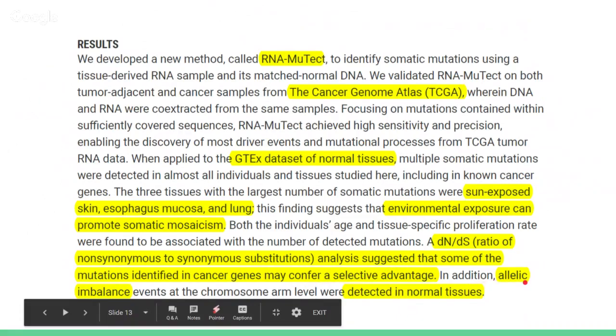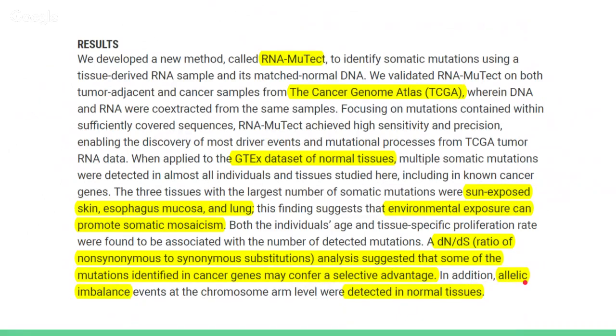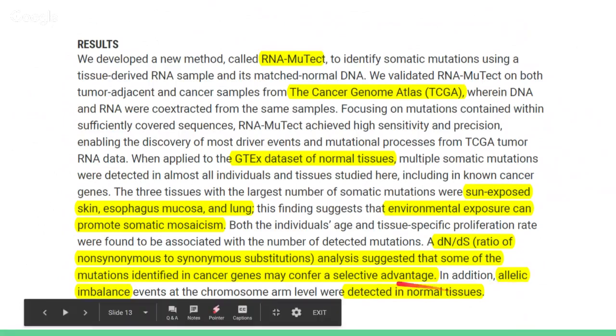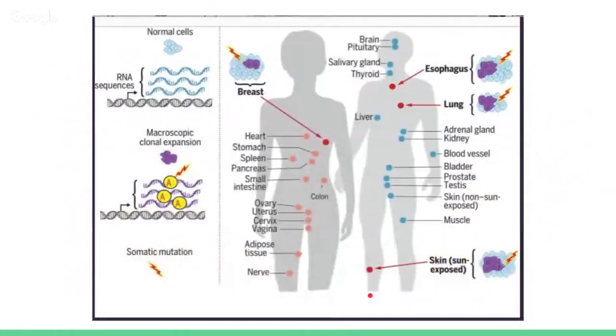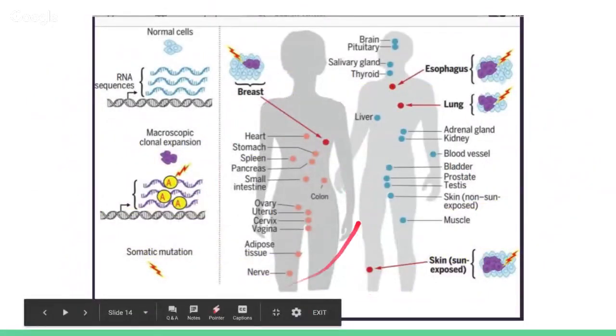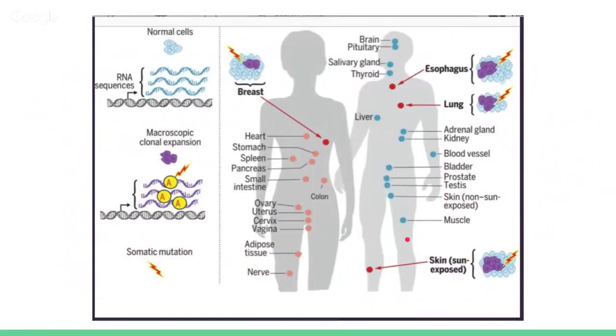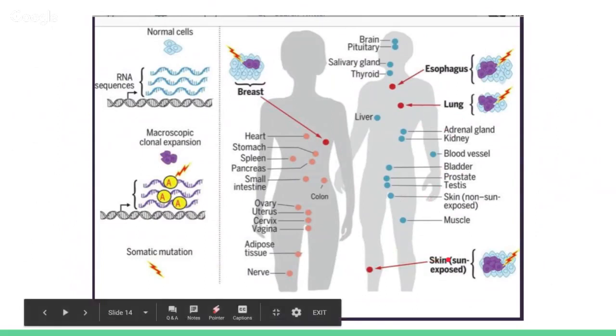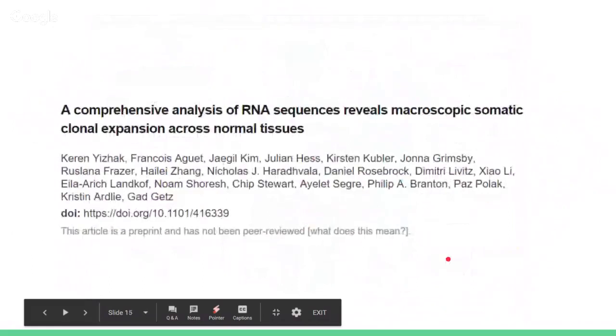And they've checked this on bigger mutational profiles, like allelic imbalance events at the chromosomal arm level, and they also found those in normal tissues. So again, this is about normal tissues in our body, and then measuring if they have any mutations accumulating, and they found it. They found it in esophagus, lung, skin, and other tissues.